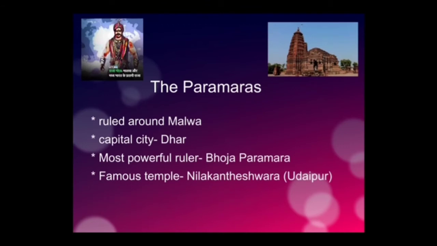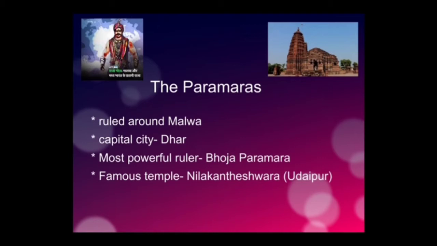The Paramaras. They were very famous rulers who established their kingdom in the region around Malwa. The capital of Paramaras was at Dhar, and Bhoj Paramara was the most powerful ruler. The famous Neelkanteshwar temple at Udaipur was also built by Paramaras.